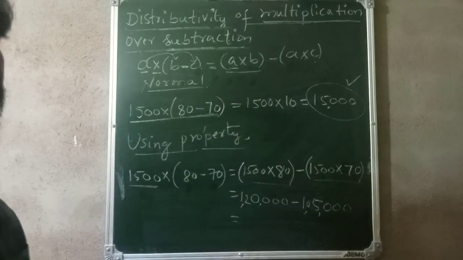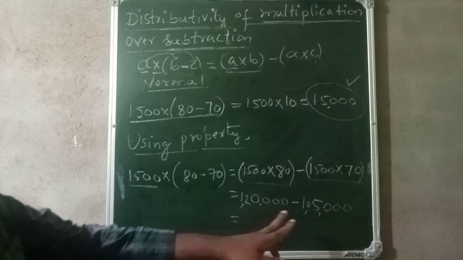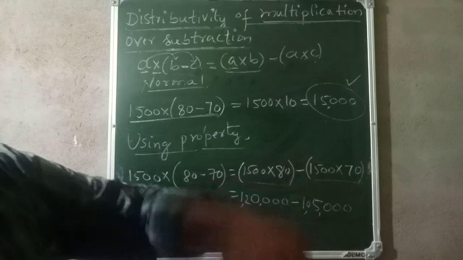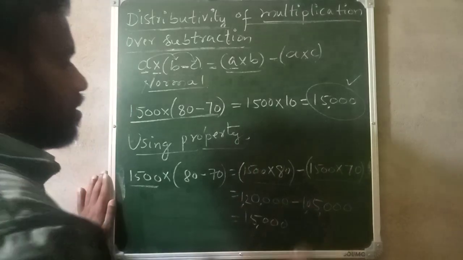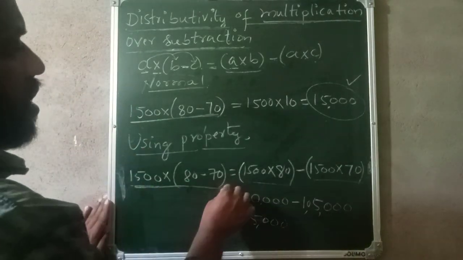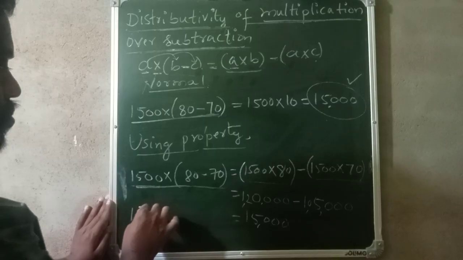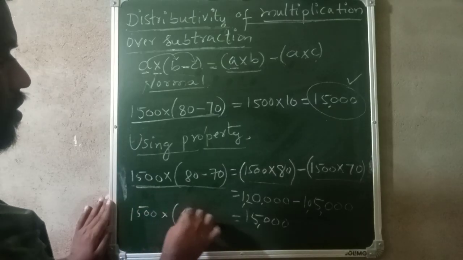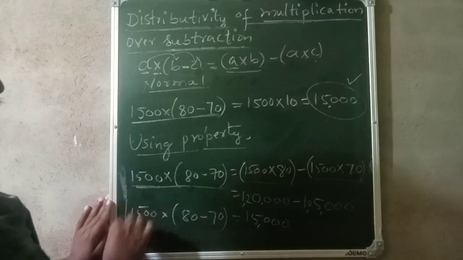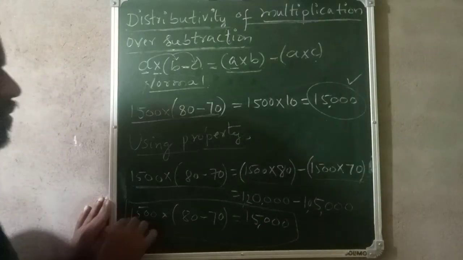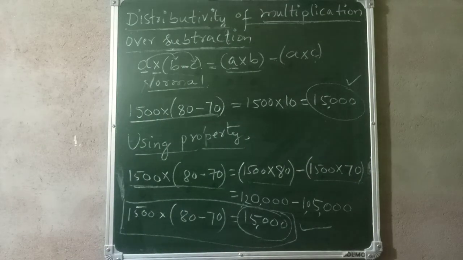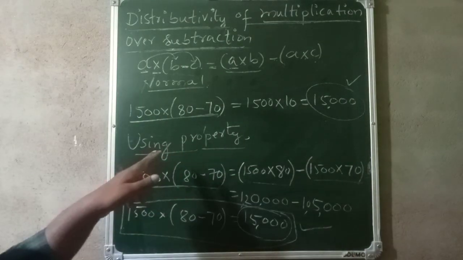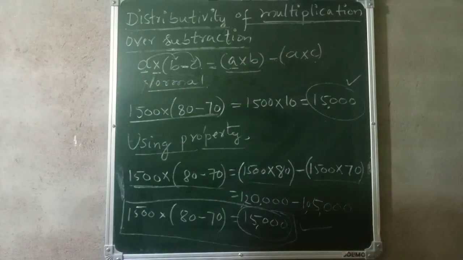Now minus, subtraction, that means we have to subtract. So if you subtract 1,05,000 from 1,20,000, how much will you get? 15,000. So whatever is there, write it here. So 1,500 into 80 minus 70. See, this is the answer. See, using this property, we got 15,000 as the answer.